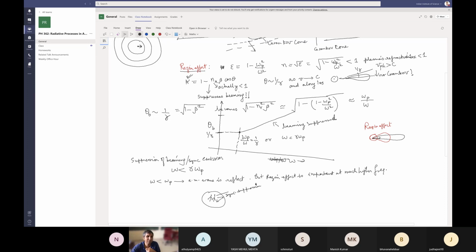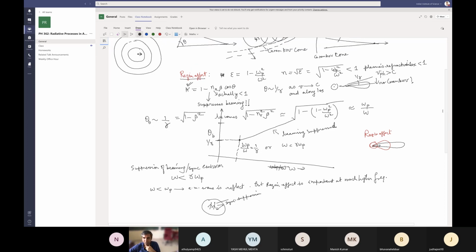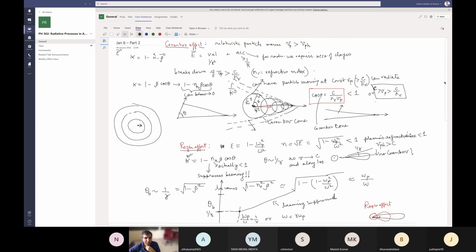Anyway, these effects are important to know. I haven't covered them in great detail, but one can appreciate this physical picture, so that when one encounters it in real life, they are not out of place.